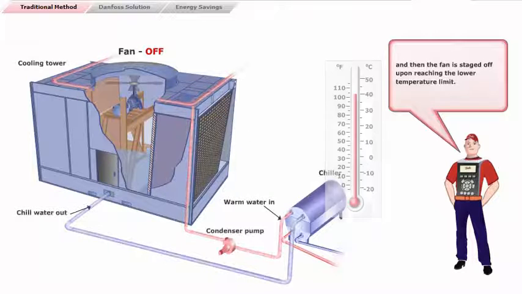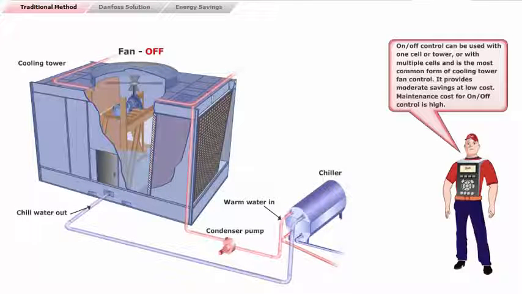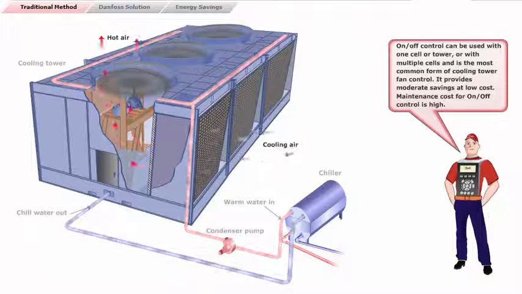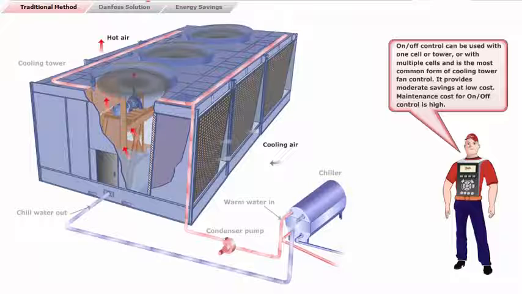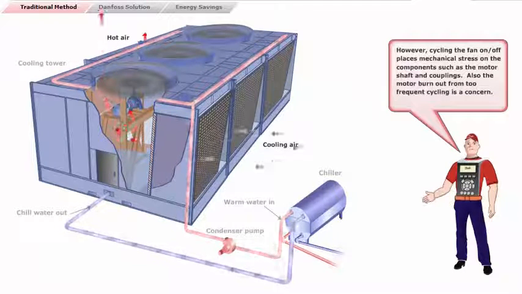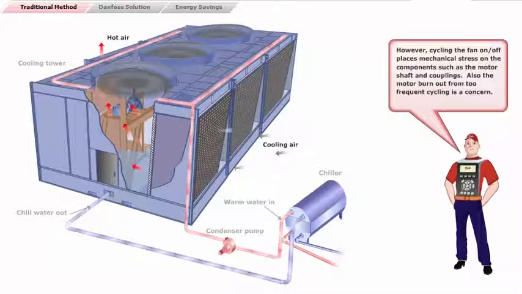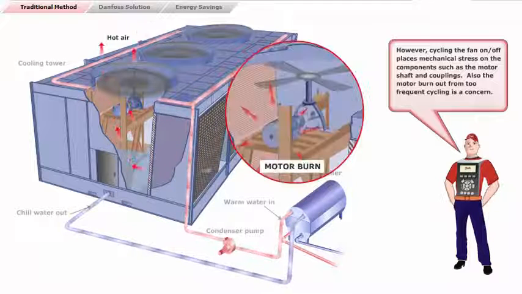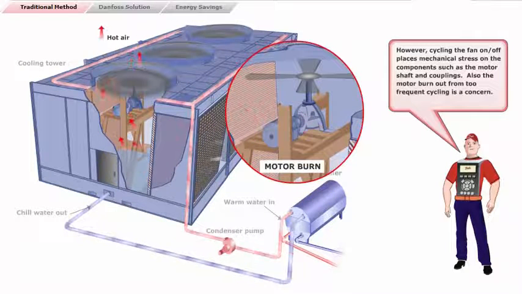On and off control can be used with one shell or tower, or with multiple shells, and is the most common form of cooling tower fan control. It provides moderate savings at low cost. Maintenance cost for on-off control is high. Cycling the fan on-off places mechanical stress on the components, such as the motor shaft and couplings. Also, motor burnout from too frequent cycling is a concern.